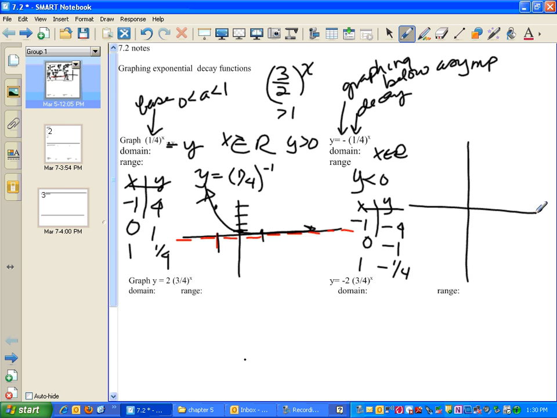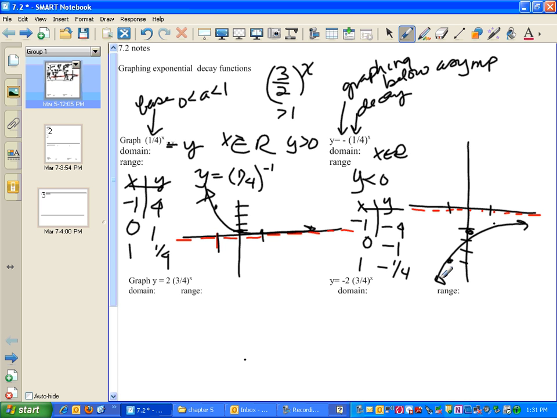So our asymptote, again, is right here at 0. And at negative 1, we're right here. At 0, we're here. And at 1, we're here. And so this is still, while it looks weird, still considered a decay function because our base falls below the value of 1. Does that make sense?